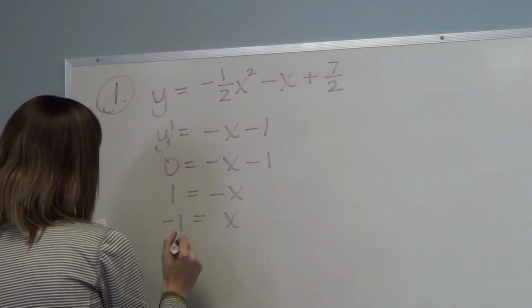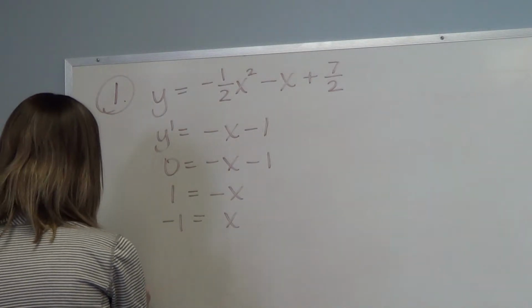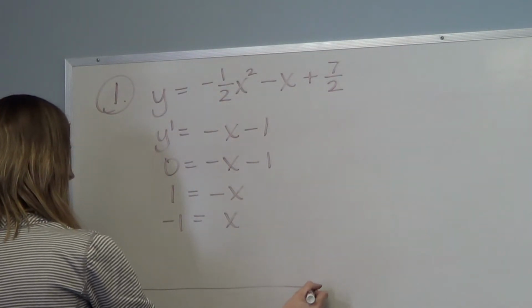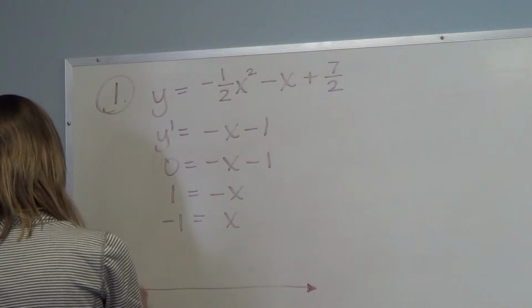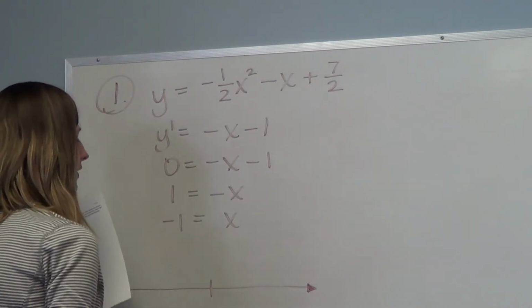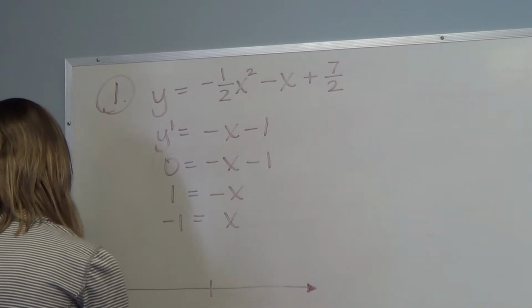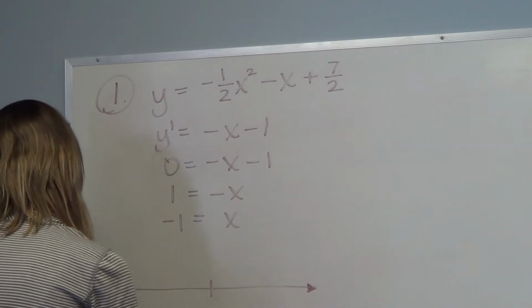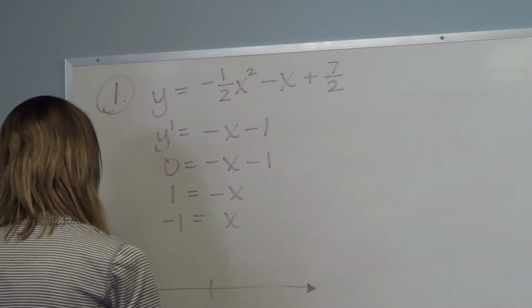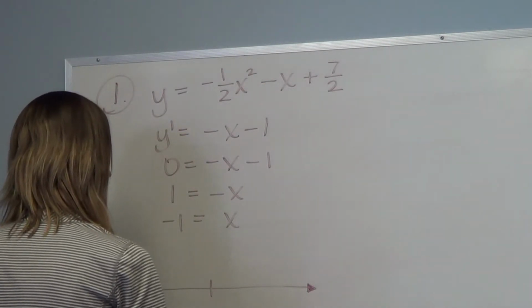So that is going to be a critical point. Since we have to figure out where it's increasing or decreasing anyway, we might as well just use the first derivative test. You might want to label your paper so you don't get confused, but you don't have to.